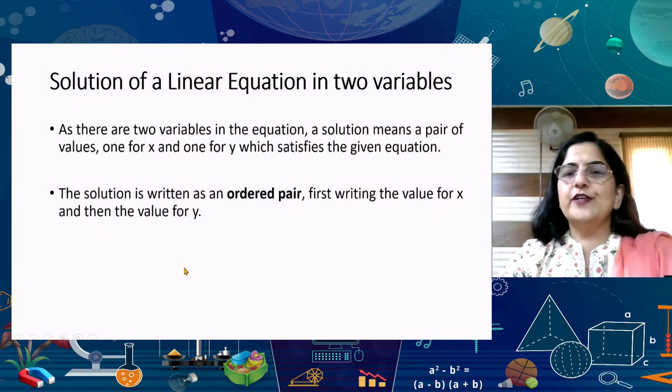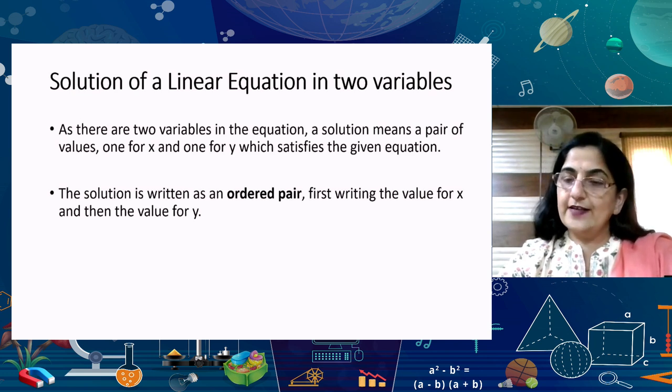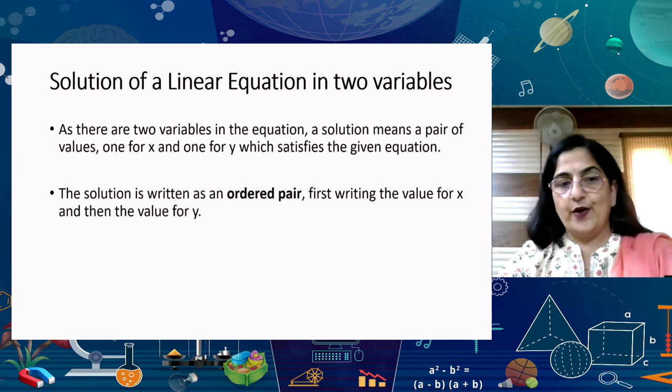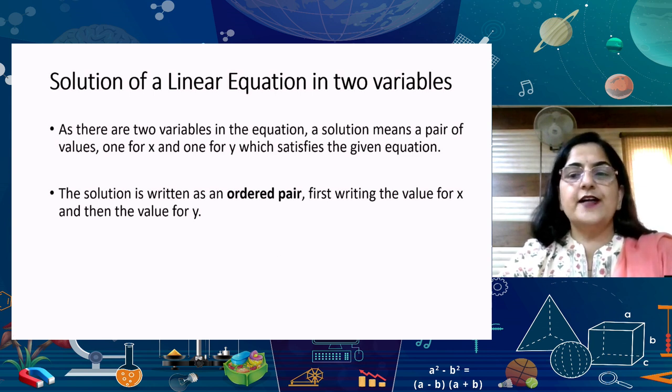Okay. So if this is clear, what is the value of A, what is the value of B, and what is the value of C, then let's move further. Solutions of linear equations in two variables. Because there are two variables, there will be a value of X and a value of Y also. So there will be two values. This solution is written as an ordered pair. That means first we'll write the value of X, then we'll write the value of Y.